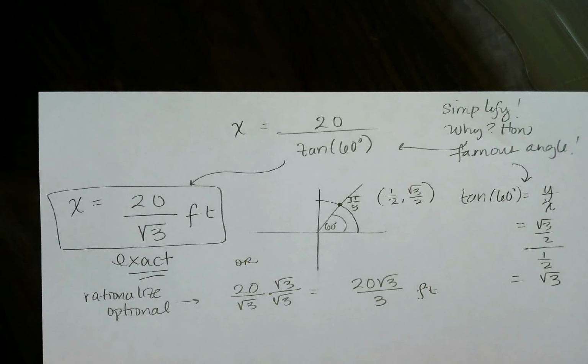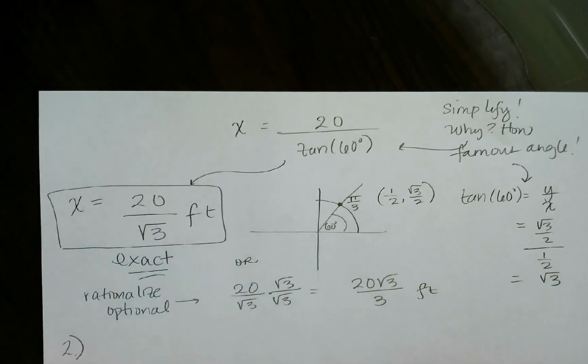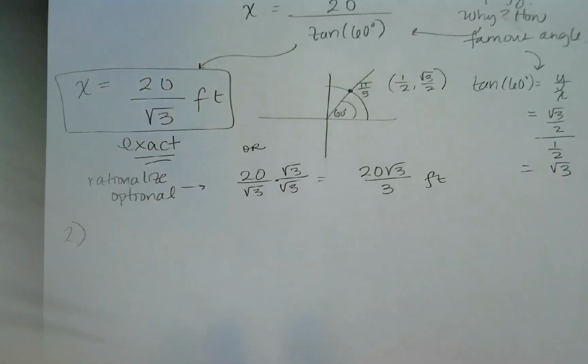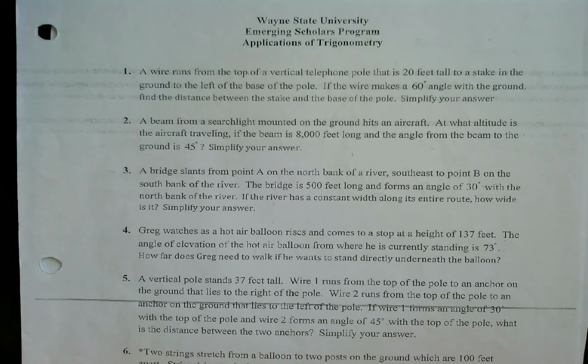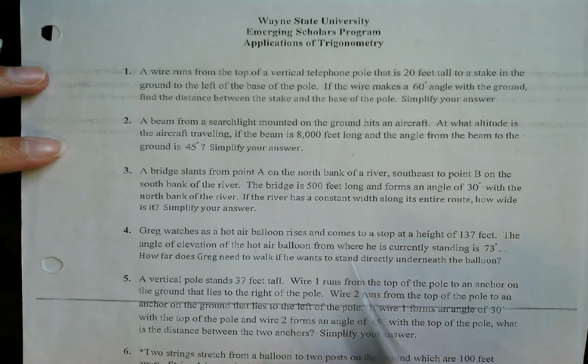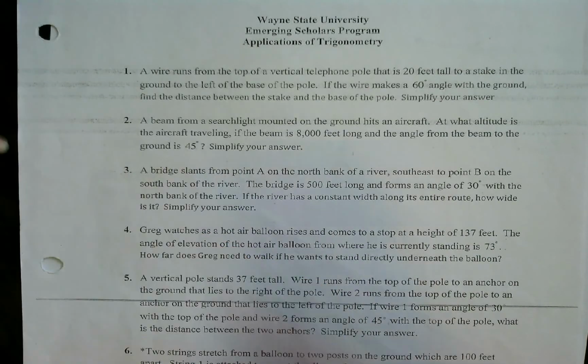Alright, let me do another one. This is number 2. I'll read it. A beam from a searchlight is mounted on the ground and hits an aircraft. Okay. At what altitude is the aircraft traveling if the beam is 8,000 feet long and the angle from the beam to the ground is 45 degrees? Simplify your answer. Oh, simplify. Look, 45 is a special one.